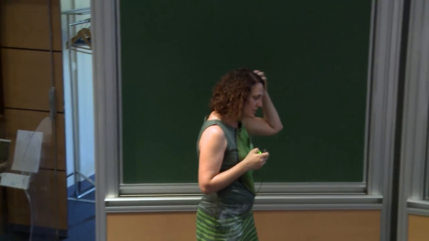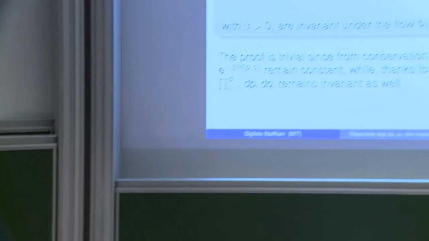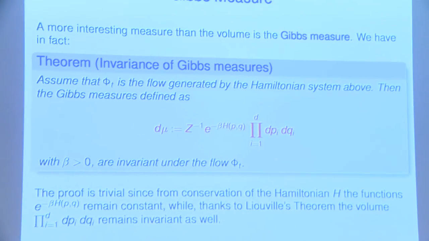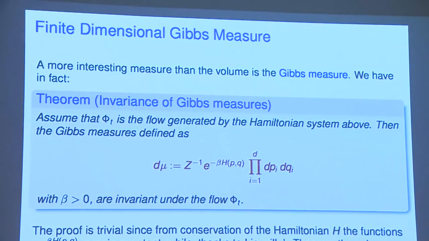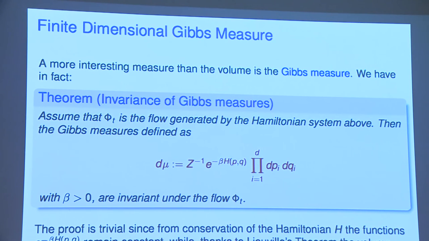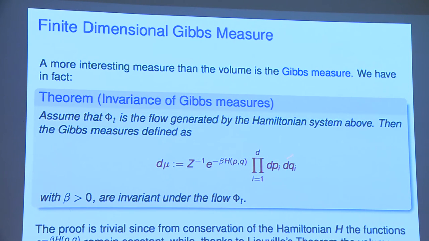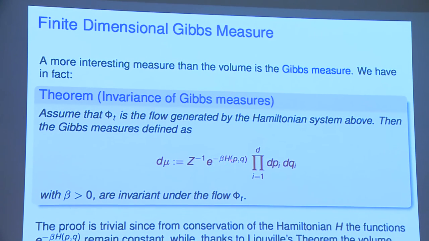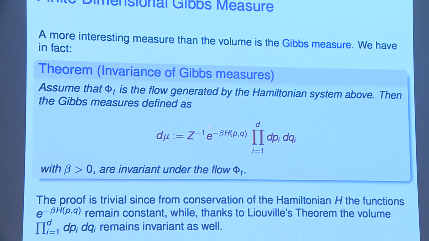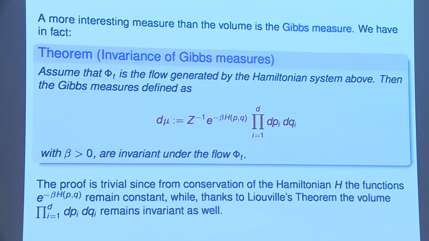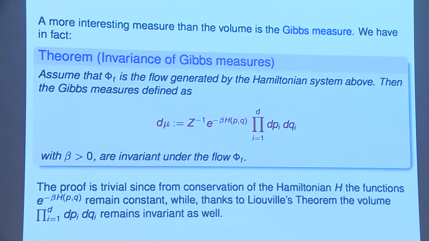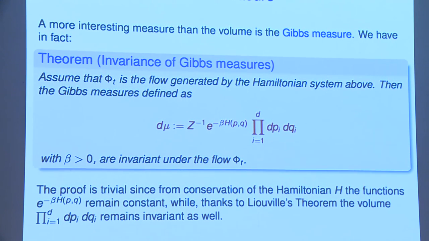So now, slowly, let me walk you through the Gibbs measure. In finite dimension, it's also trivial to prove that the Gibbs measure is invariant. First of all, what is the Gibbs measure? Well, it is the volume measure, just like the volume of the parallelepiped, if you like, times this exponential. Beta is just a positive quantity, don't worry too much about that. This is the Hamiltonian, and this constant here is just to normalize so that the measure mu of your space is 1.